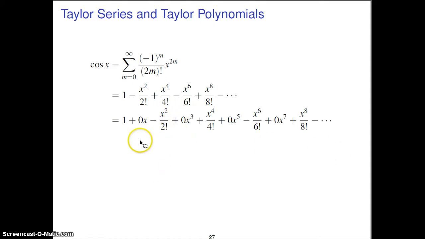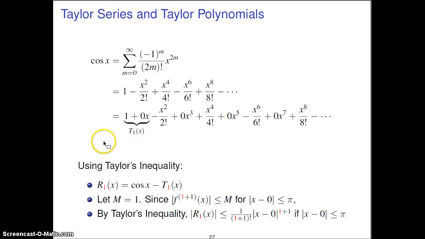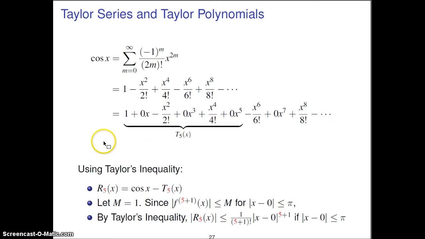So just to try to drive home the point, C0 is 1, C1 is 0, C2 is negative 1 over 2 factorial, C3 is 0, C4 is 1 over 4 factorial, C5 is 0, C6 is negative 1 over 6 factorial, C7 is 0, C8 is positive 1 over 8 factorial, and so on and so on. And so as before, let's identify the partial sums. Those things happen to be called Taylor polynomials. So here's Taylor polynomial T sub 0. There's T sub 1, T sub 2, T sub 3, T sub 4, T sub 5, T sub 6.